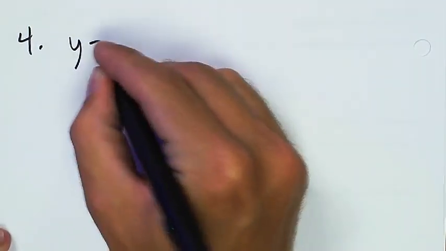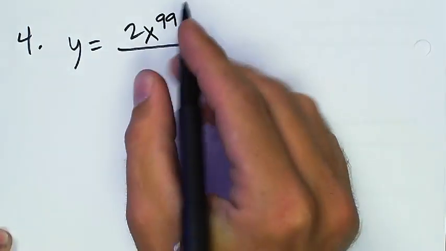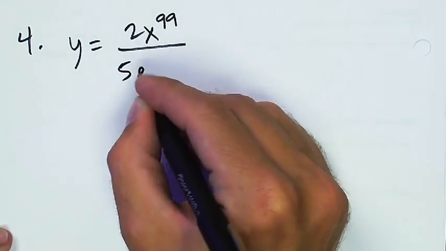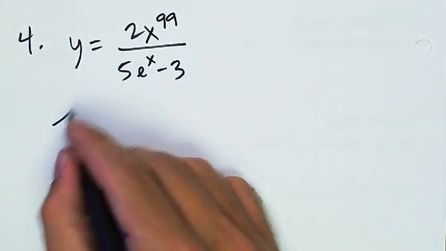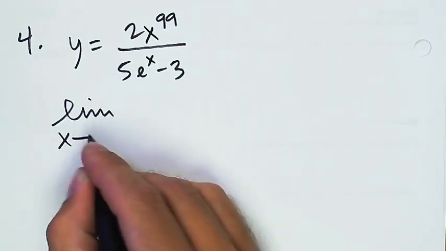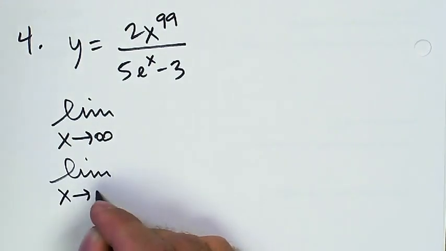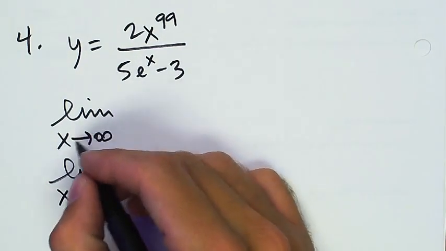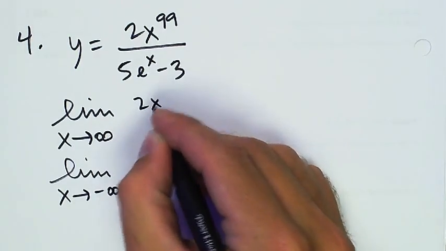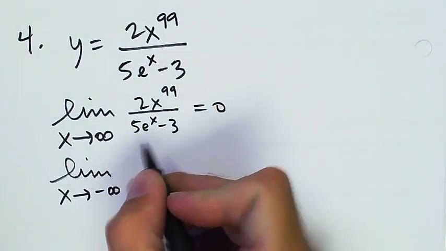All right, I've got y equals 2x to the 99 power divided by 5e to the x minus 3. Okay, and so what I need to do is consider the limit as x approaches infinity and the limit as x approaches negative infinity. And these are going to be two different things because I've got an exponential involved, right? All right, so the limit as x approaches infinity of 2x to the 99 divided by 5e to the x minus 3 is going to be 0 because it's bigger on bottom.